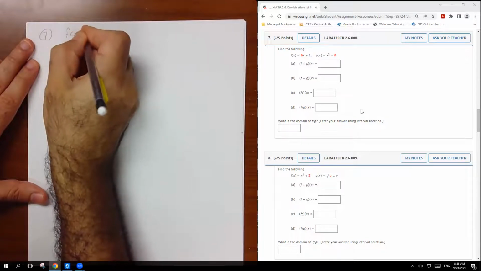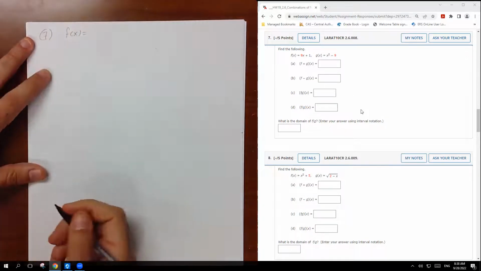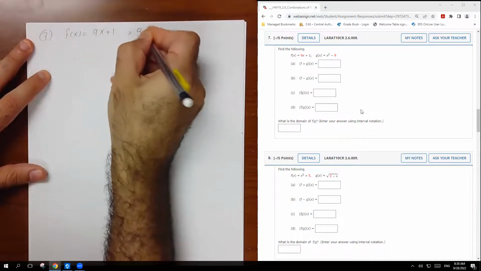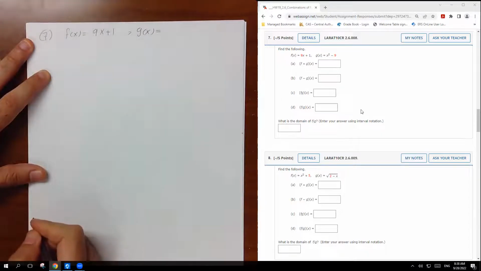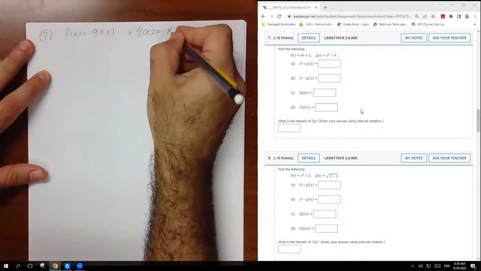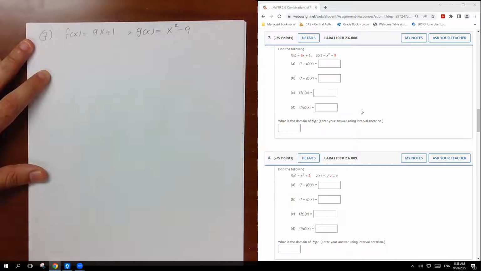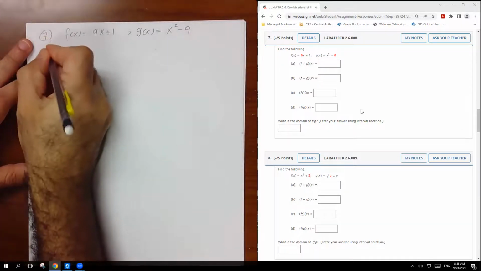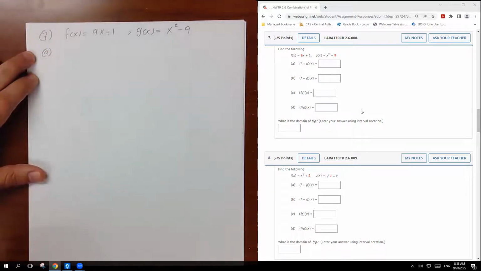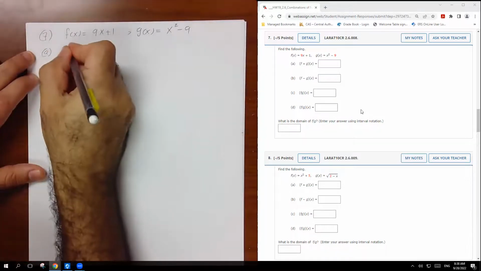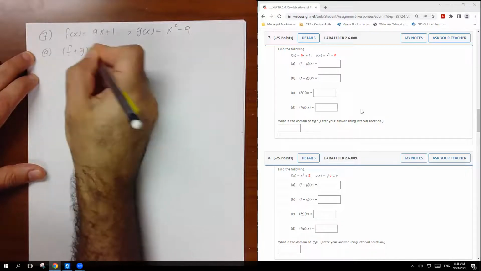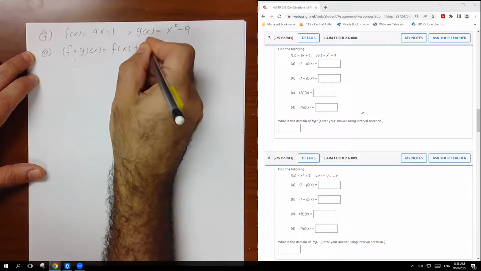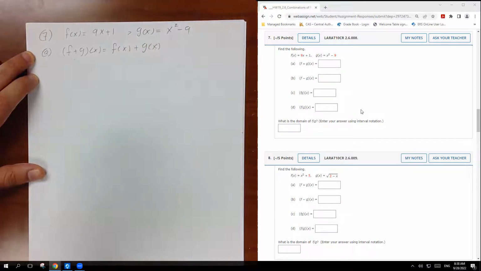Now f of x equals 9x plus 1, and g of x equals x squared minus 9. Yes. Now let's do this example. The first thing, A, they ask you to find f plus g of x. So f plus g of x is going to be f of x plus g of x.